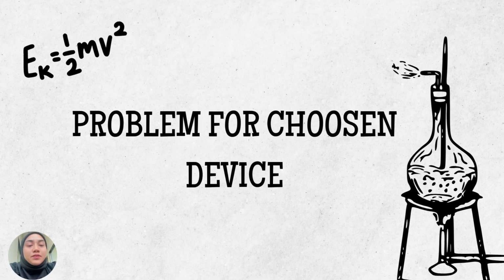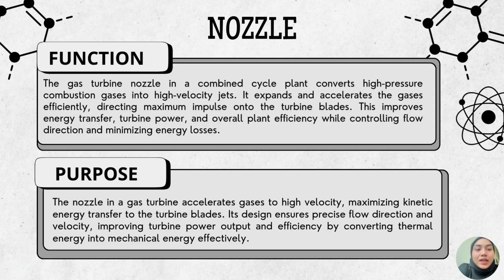So here are the problems for choosing devices. From our group project, gas turbine in combined cycle power plant, we choose 6 devices. Let me introduce the first device, nozzle.